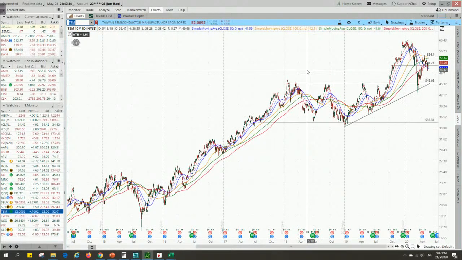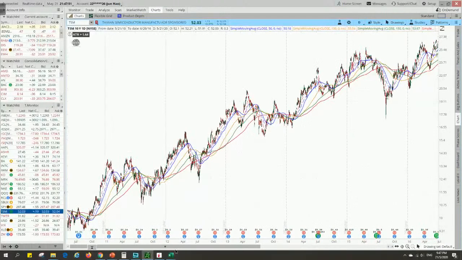So someone previously asked about TSM. What's my view on TSM? So this is what you can see on this. This is the daily chart. What you can see on the daily chart.